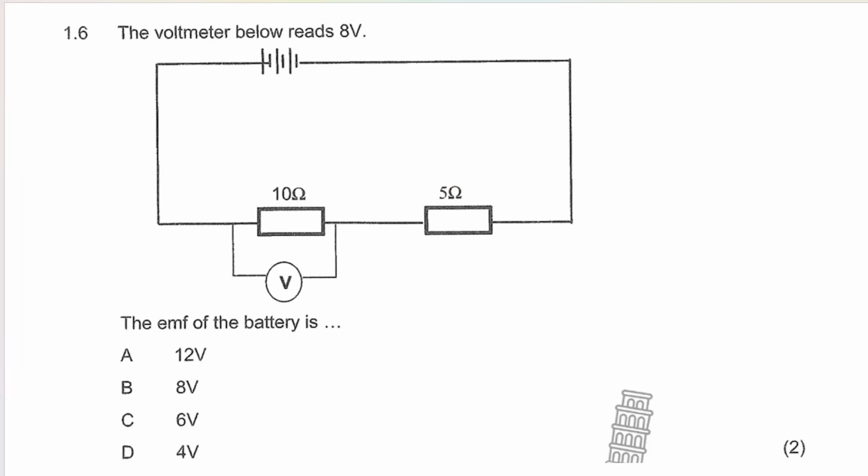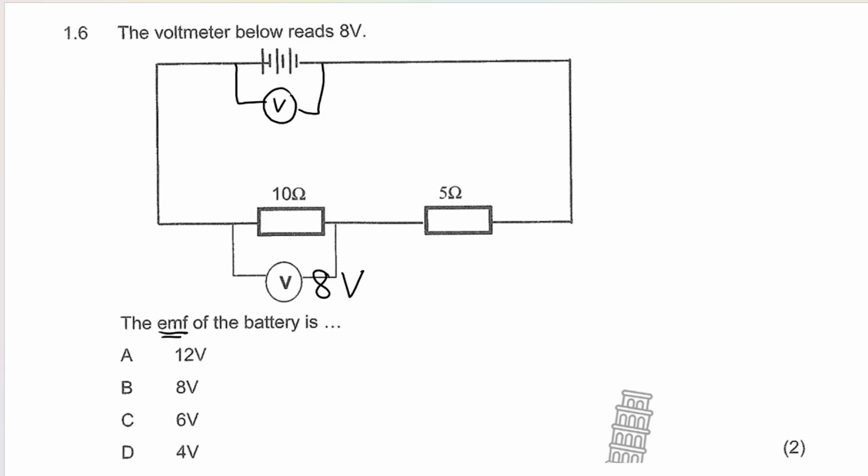Right, moving on to 1.6, our last multiple choice question. The voltmeter below reads 8 volts. Okay, so we've got this voltmeter reading 8 volts. They want to know the EMF of the battery. Now, remember, EMF in grade 10, we don't care about internal resistance of the battery. So the EMF is basically the reading of the voltmeter across the battery. So they want to know, if this is 8 volts, what's this reading?